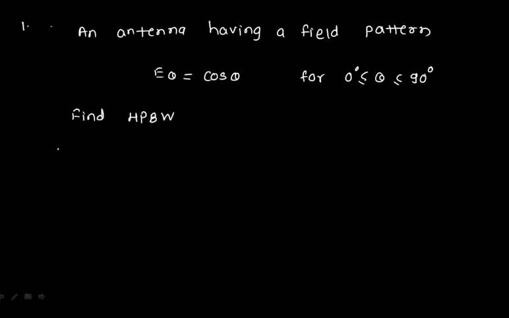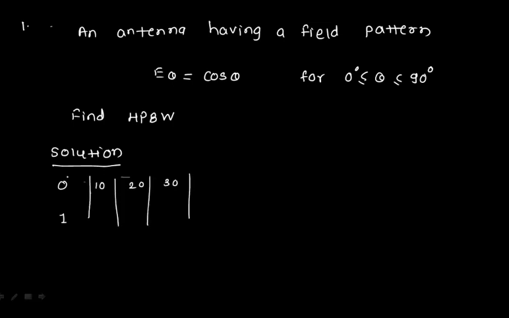If I'm going to solve this kind of problem, I know that the pattern given is the field pattern, so I need to go for 1 by root 2. You can draw the pattern directly if you know the values of theta, or just put different values of theta: cos of 0 is always 1, then cos of 10 degree, 20 degree, 30 degree. If you go till 90, that is also okay. If you want a detailed pattern, you put in these values and draw the radiation pattern.